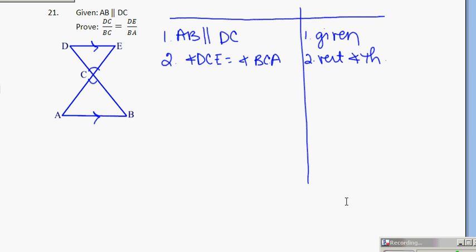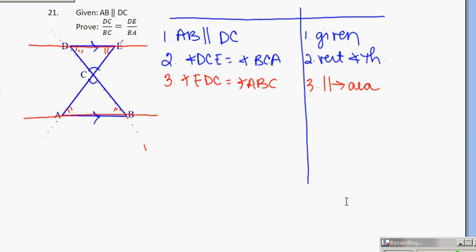Now, remember I can do either set of vertical angles, or of alternate interior angles. Here are my parallel lines, with either this as a transversal, which would make this one and this one equal, or this as my transversal, which would make that one and that one equal. I only need one set for my theorem, so I'm just going to go ahead and say that angle EDC is equal to angle ABC because parallel implies alternate interior angles.